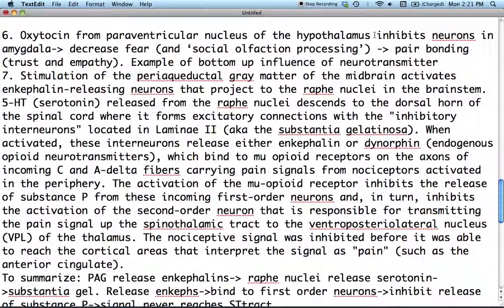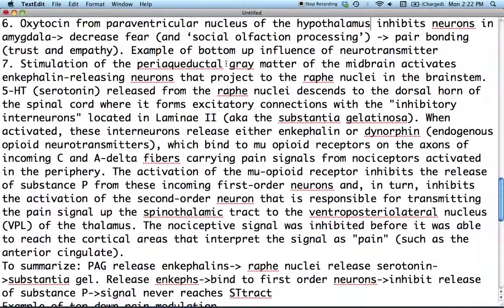They want you to know what oxytocin does. Well, it inhibits neurons in the amygdala. The amygdala is like your fear area, and it's also associated with social olfaction processing. So basically, when you get an oxytocin burst, you generally let your guard down in terms of stimuli that you would consider frightening or smelling bad, I guess. That's implicated in pair bonding, owing to trust and empathy that it engenders. This is an example of bottom-up influence of neurotransmitters.